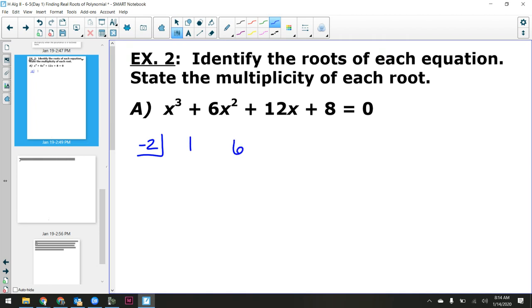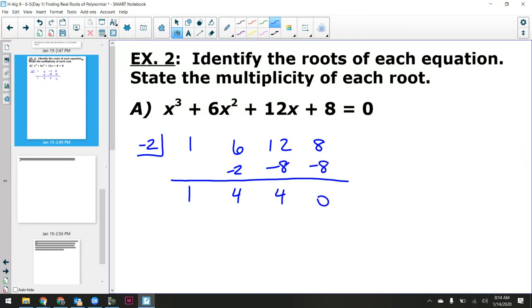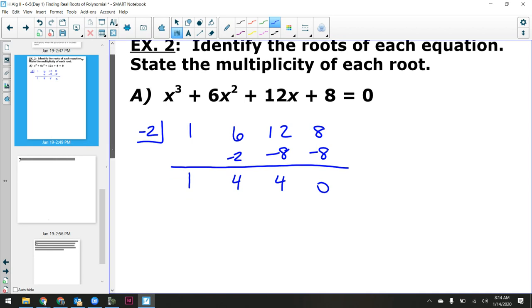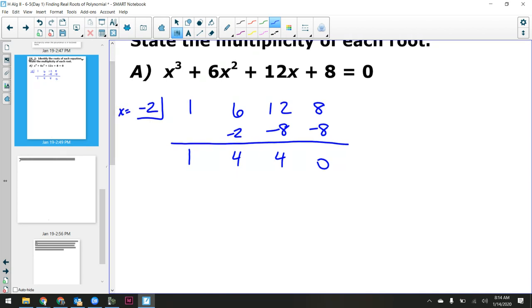So we have a 1, a 6, a 12, and an 8. So 1, -2, a 4, a -8, a 4, a -8, and a 0. Okay, now, the root is -2. The factor that corresponds with -2, this was x equals -2, right? So it's x plus 2. You follow me there?